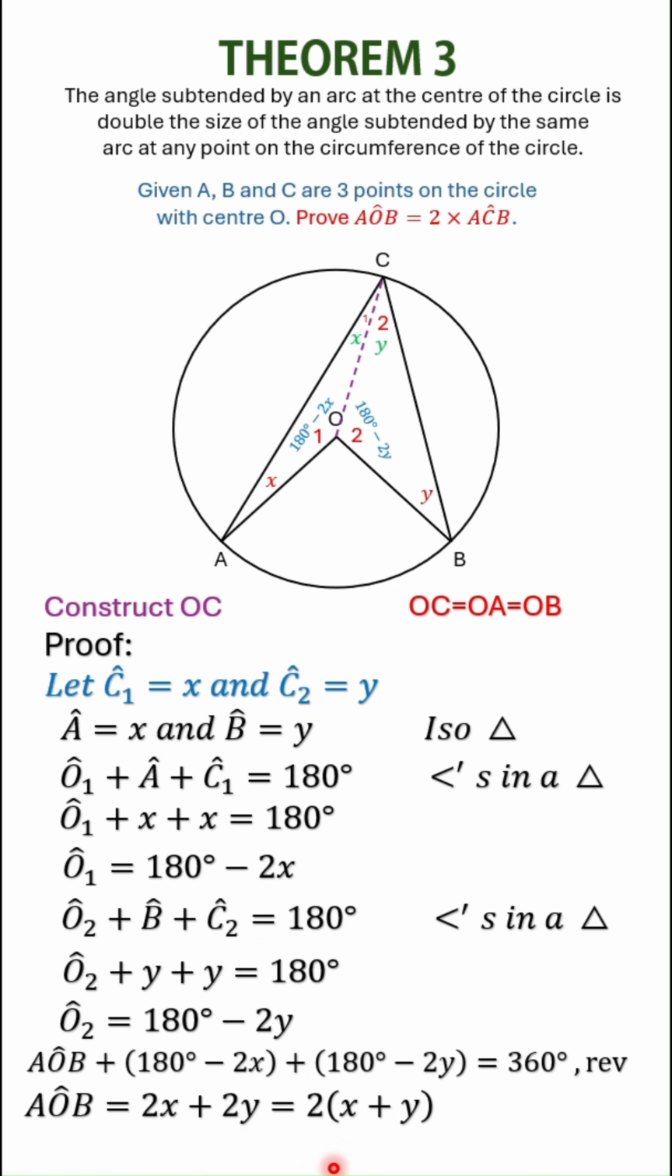Now if we take out 2 as a common factor, we can clearly see this angle is equal to 2(x plus y). Notice that the angle of C here is equal to x plus y. So therefore we have proved that the angle at the center is 2 times the angle at the circumference.